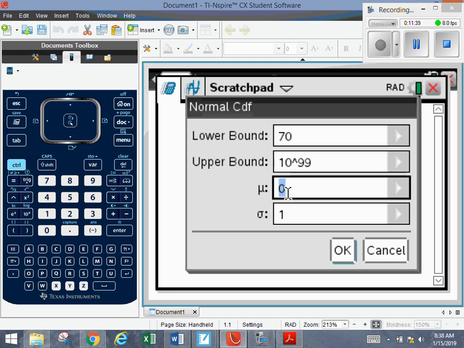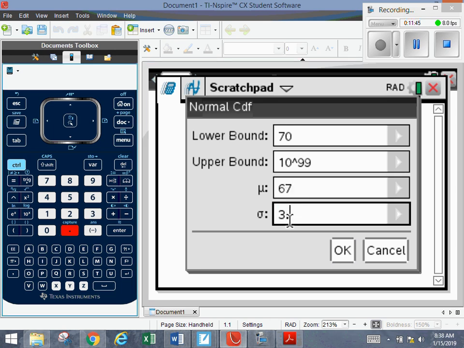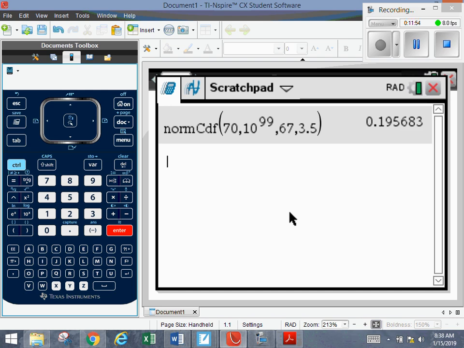We'll enter the mean from the problem, which was 67, and the standard deviation from the problem, which was 3.5. We go down and hit OK, and it gives us the answer.